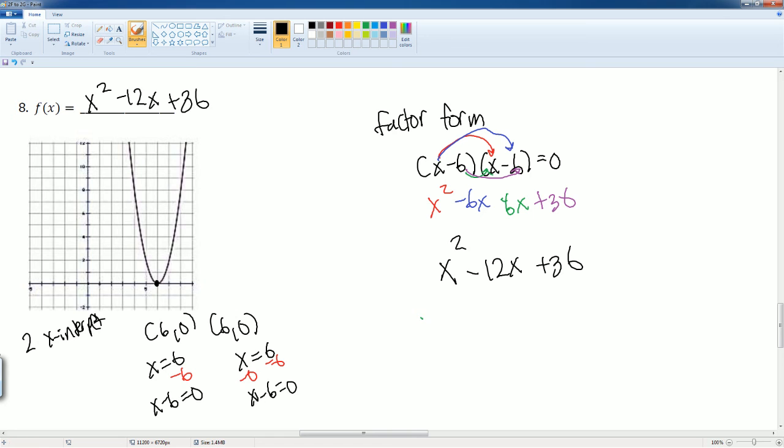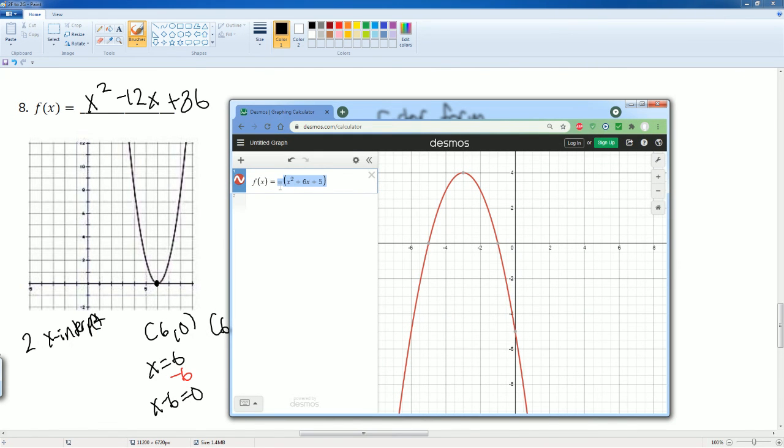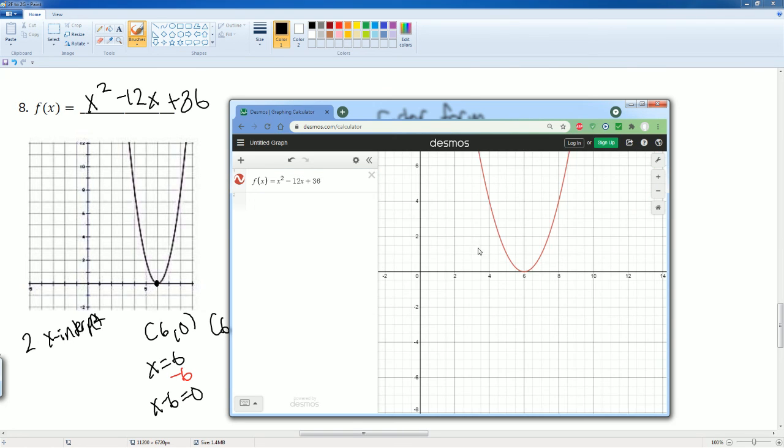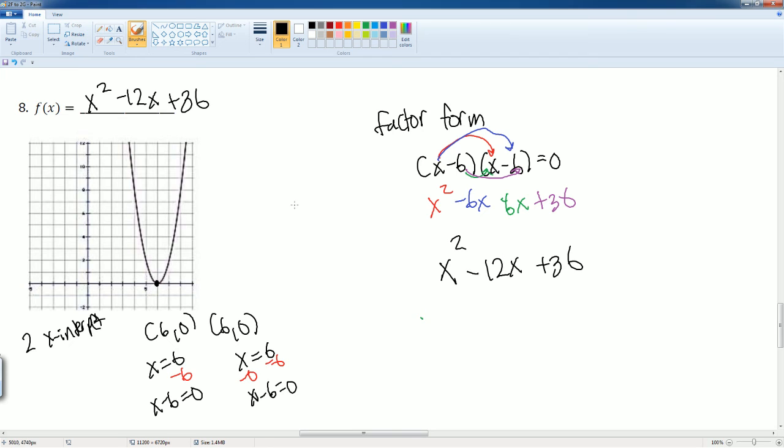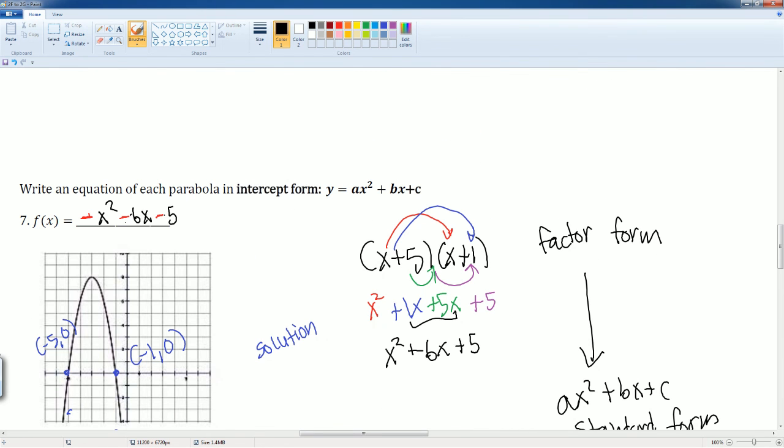All right, let's graph it to see if it worked or not. X squared minus 12x plus 36. Oh, 12x. And yep, it does work. Good job. So there you go. That is how you do 7 and 8.